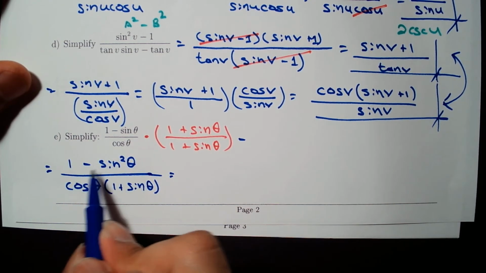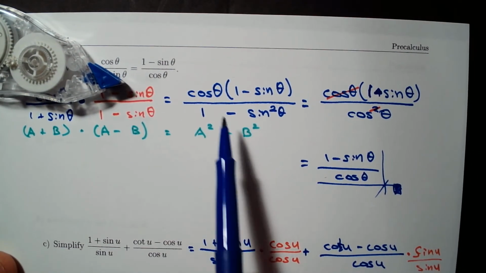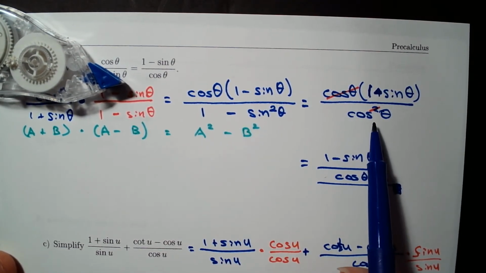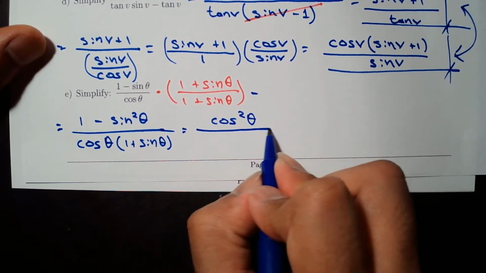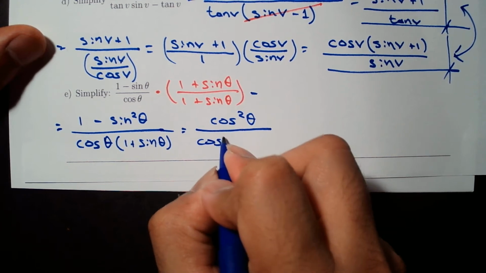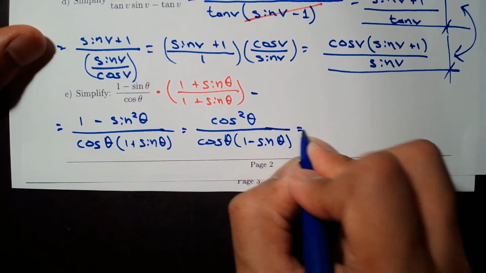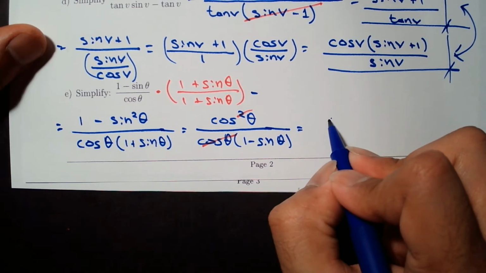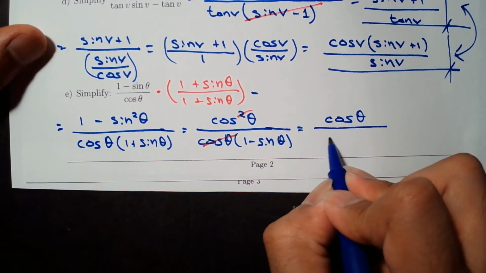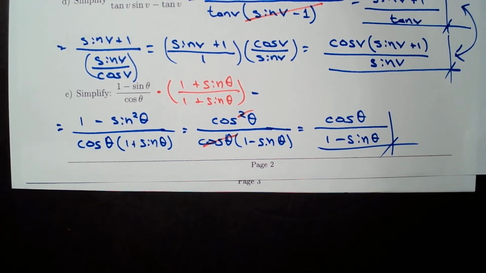We already used 1 minus sine squared in the example at the top of the page. That's cosine squared, so the numerator becomes cosine squared theta, over cosine theta times 1 plus sine theta. In this case, we can cancel out this cosine with this squared, leaving us with cosine in the numerator and 1 plus sine theta in the denominator. And that's pretty much about it.